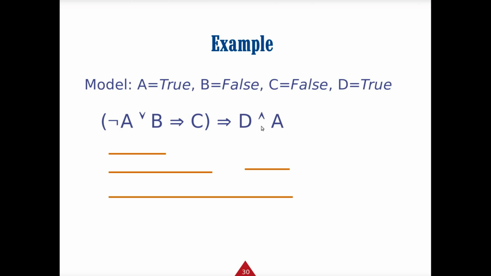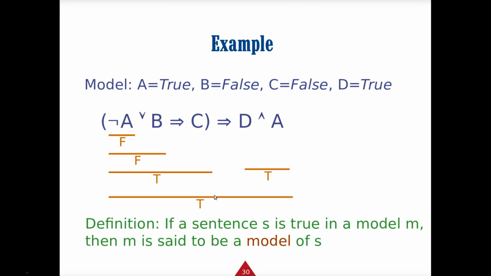So when I do this, this is false. Now this statement is false since both not A and B are false. This statement is true since both of these are false. This statement is true since one of them is true. And so this statement is true.